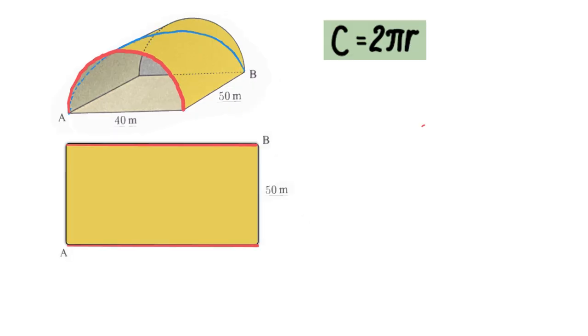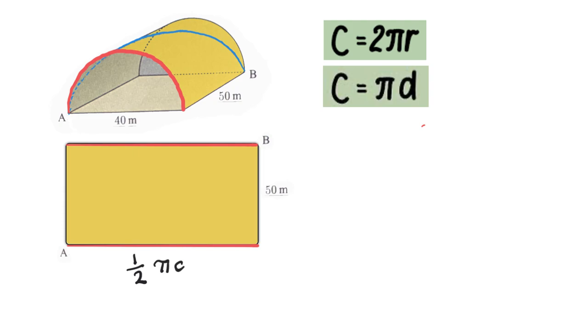Now the formula for the circumference of a circle is 2 pi r, where r is the radius, but it also is pi d, where d is the diameter, and we know that our diameter is 40 meters. So we can say that the length here will be half pi d. Working on the side here, half pi d, and substituting d for 40 is going to be half pi 40, which in other words is going to be 20 pi.